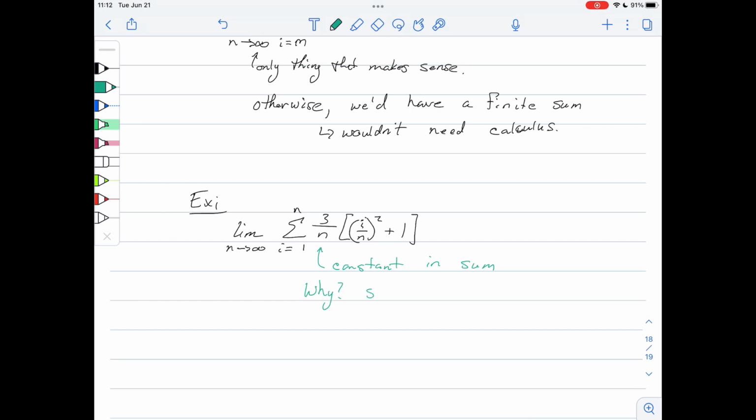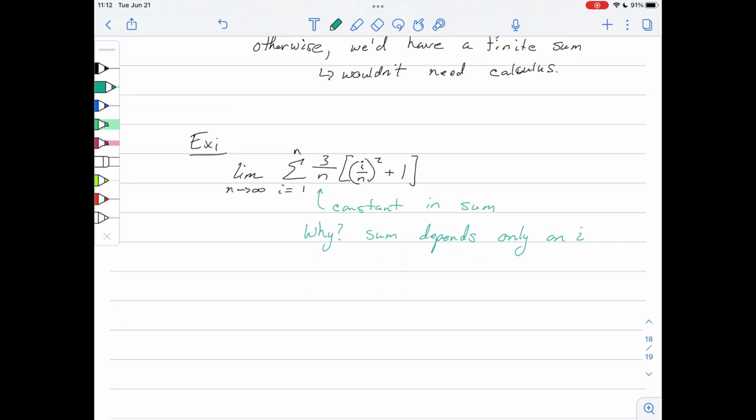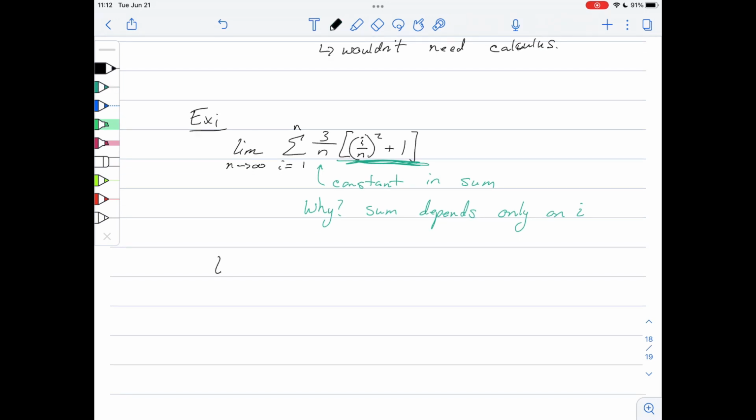Well, it's because i is the only thing that's changing in our sum. This 3 over n doesn't change as i changes. It's still going to be 3 over n. So we say that the sum only depends on i. Since it's a constant, we can pull it out, and we're just going to look at that i over n squared plus 1. So this becomes the limit of 3 over n times the sum of i squared over n squared plus 1.